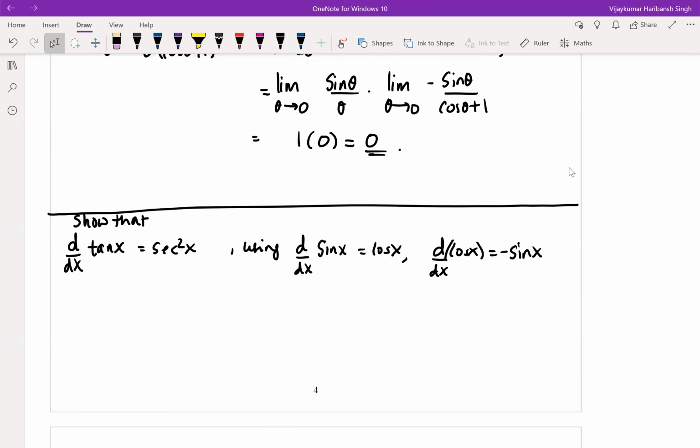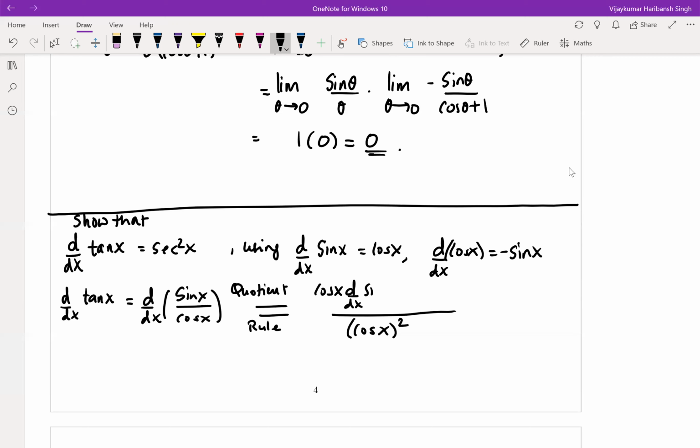So d by dx of tan x is going to be the derivative of, now tan x is sin x over cos x. So now using the quotient rule, what do I get? I get cos x squared in the denominator, and in the numerator cos x times derivative of sin x minus sin x times derivative of cos x.